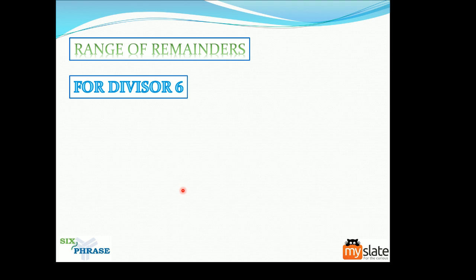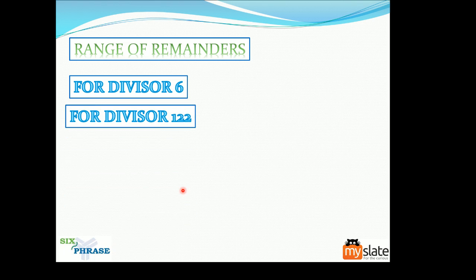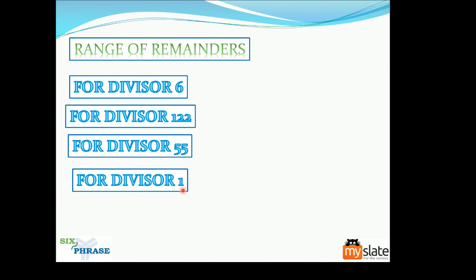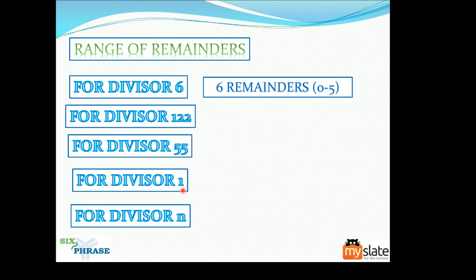Okay, so when I tell you 6, what is the range of the remainder? You should come up with that. Similarly for divisor 122, for 55 and divisor 1, we'll have a look. For 6, there will be a total of 6 remainders, and it starts from 0 and it ends in 5.